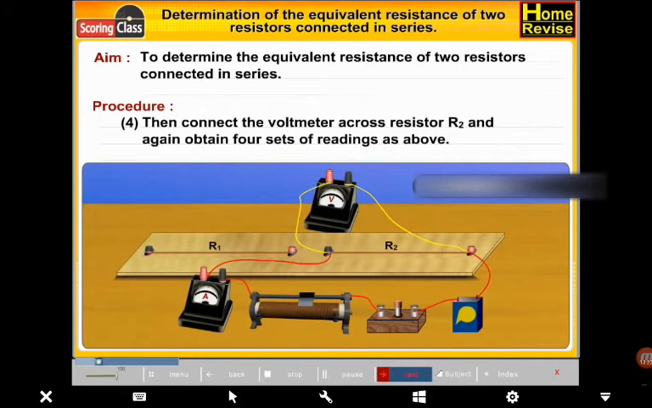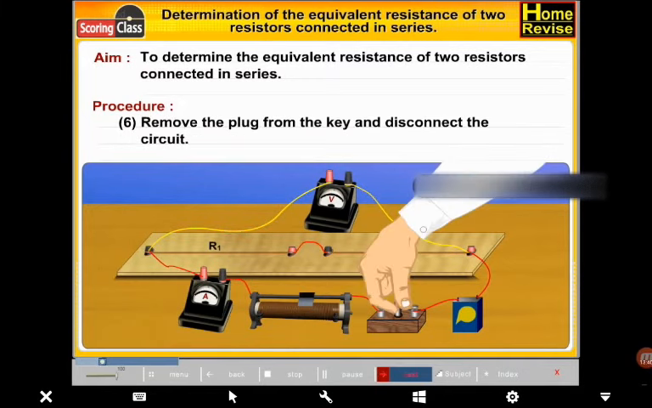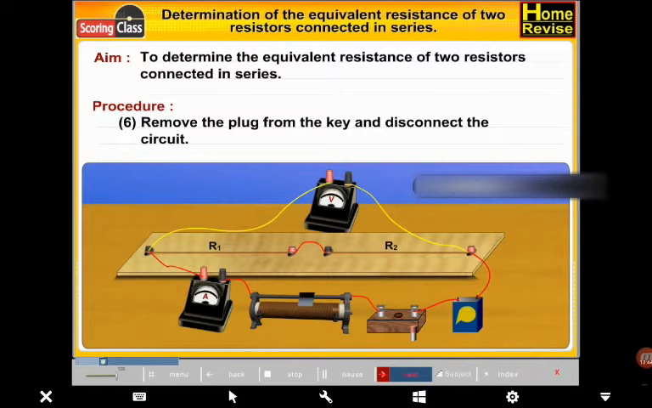Then connect the voltmeter across resistor R2 and again obtain 4 sets of readings as above. Finally, connect the voltmeter across both the resistors. Here also obtain 4 sets of readings as above. Remove the plug from the key and disconnect the circuit.